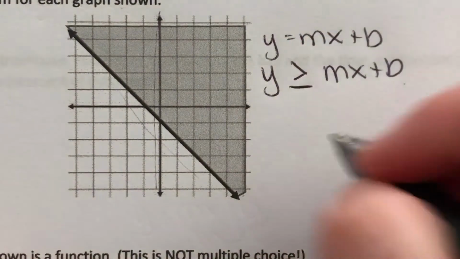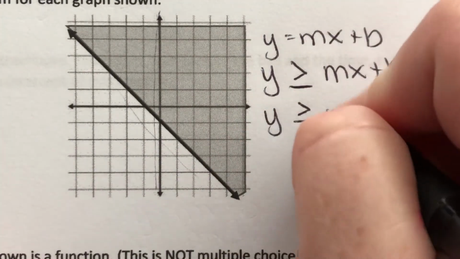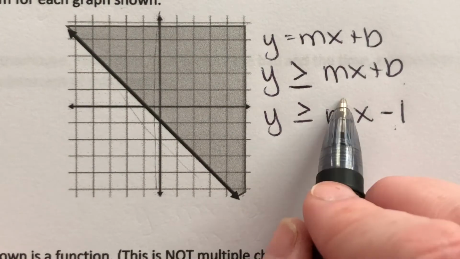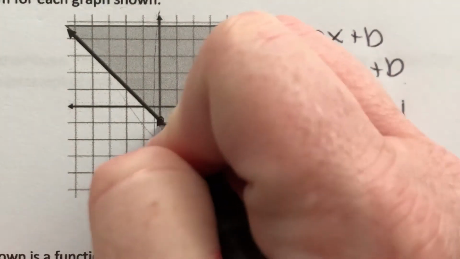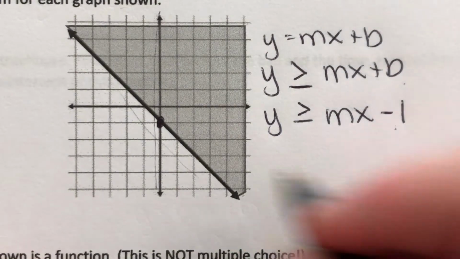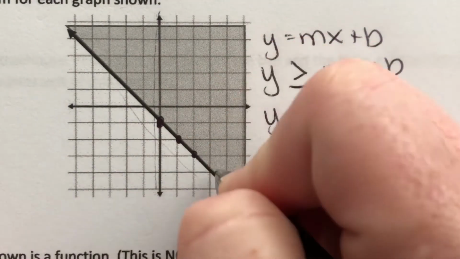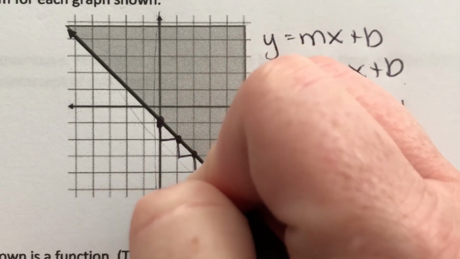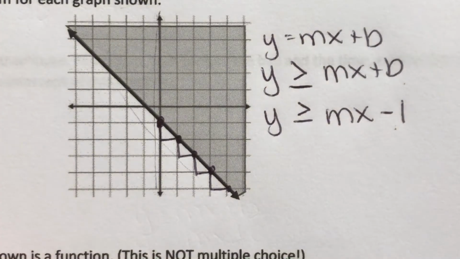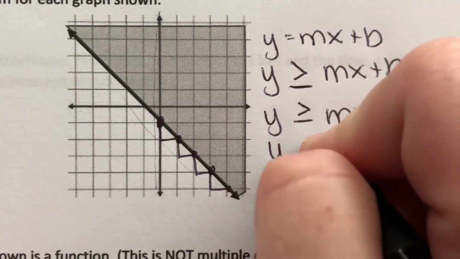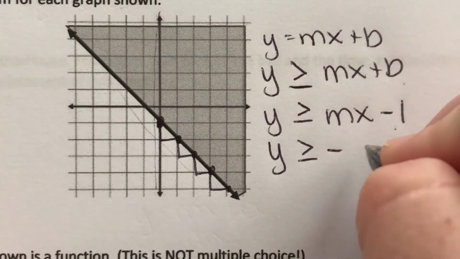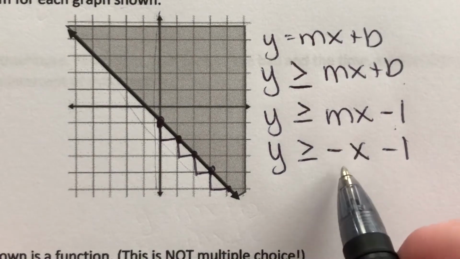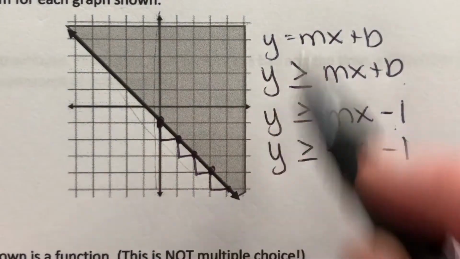At -1. So y is greater than or equal to mx minus 1. B is -1. Now I want the slope. So going from, let's say, here to the next point on my line, which looks like here, or maybe here, or it could be here or here, I'm just going down 1 over 1, down 1 over 1, down 1 over 1. So my slope is -1 over 1. Y is greater than or equal to -1 over 1x minus 1. When it's just a 1 in front, you don't have to write it. -x minus 1. That's this graph.